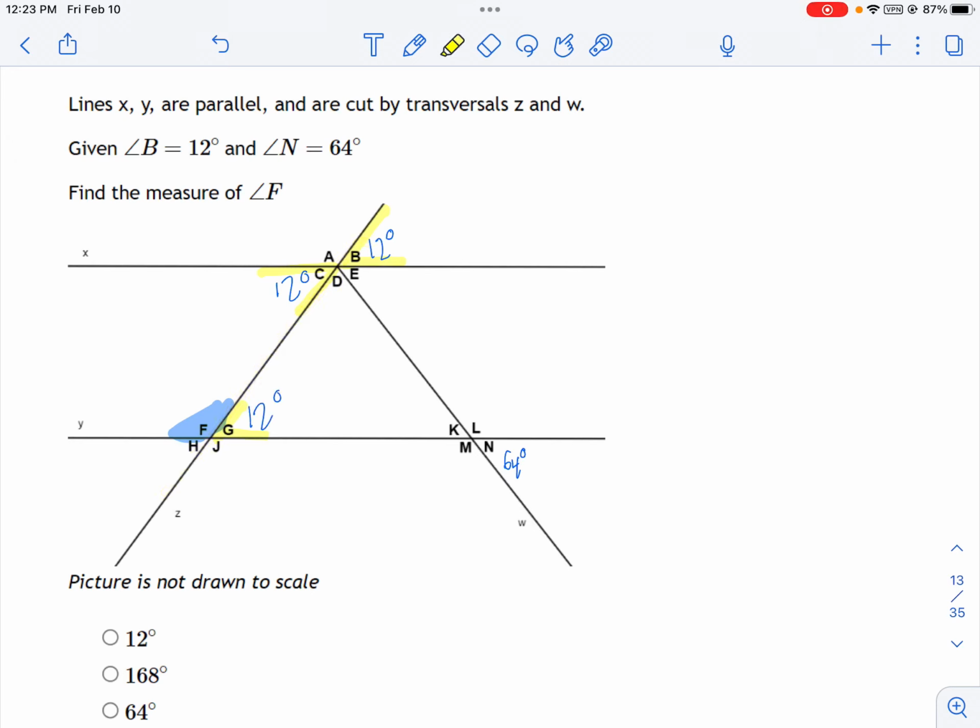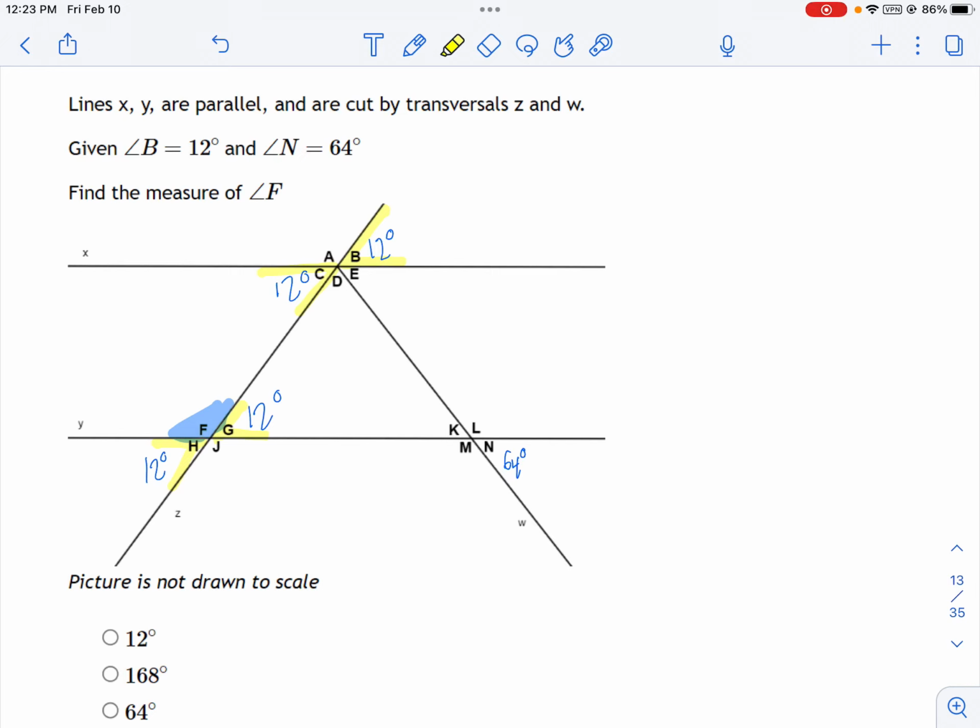Another way we could do this is that from C, you could also notice that H is congruent. This is what we call a corresponding angle. You'll notice that this is like the bottom left angle at C. Well, it's the bottom left angle at H, so that would make them congruent to each other. So this would also be 12 degrees.